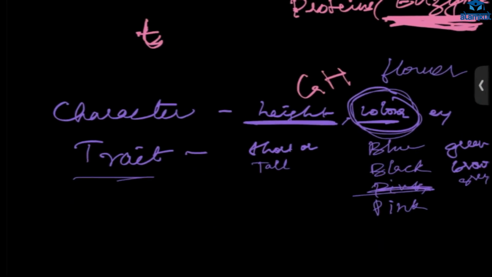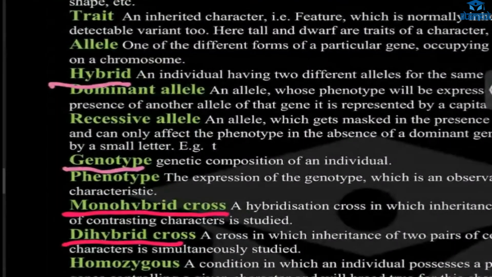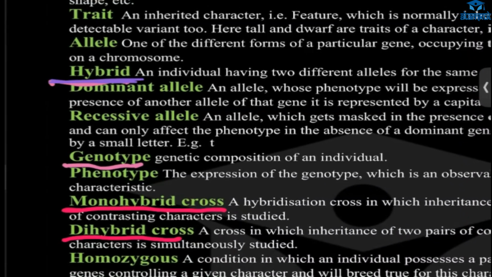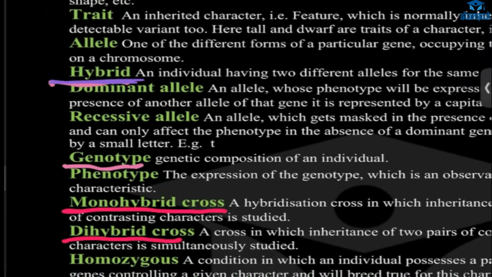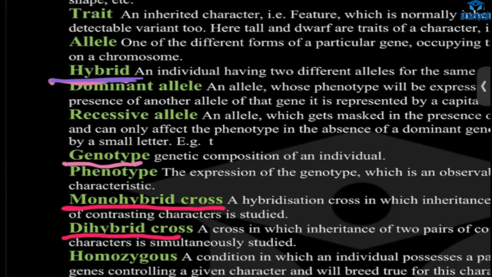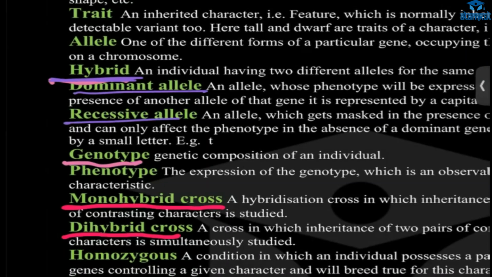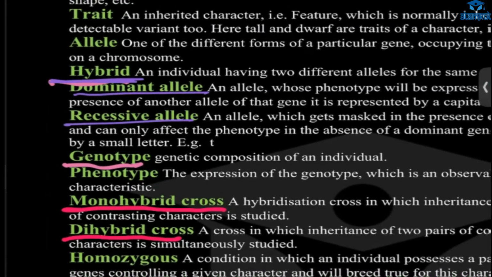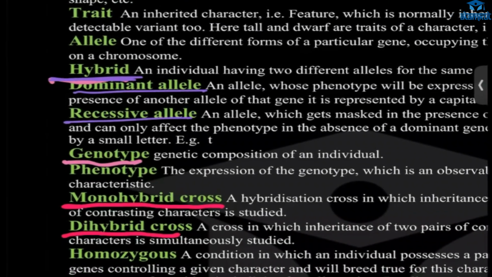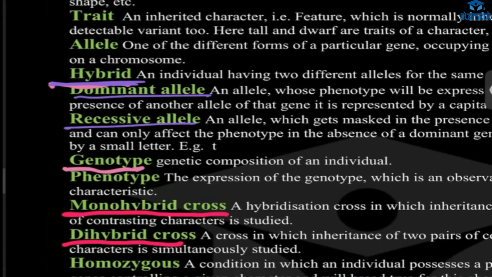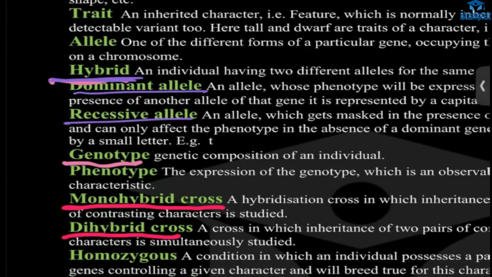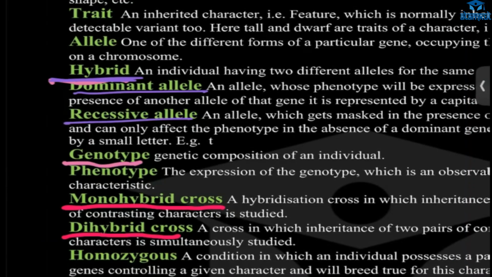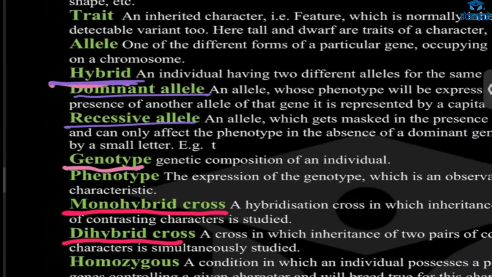Got it? Yes, ma'am. Now, allele is different forms of gene. Hybrid is like an individual having two different types of alleles. What is allele? Different forms of gene. And dominant allele and recessive allele. Dominant allele is an allele which expresses itself more, and recessive is which gets suppressed. How is it represented? Dominant with a capital letter, and recessive with a small letter. Recessive allele will only express itself when it is not present with dominant allele.